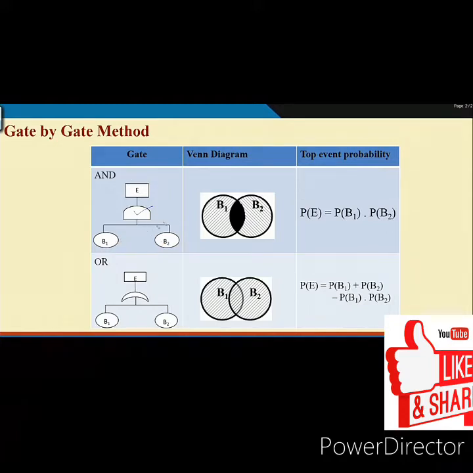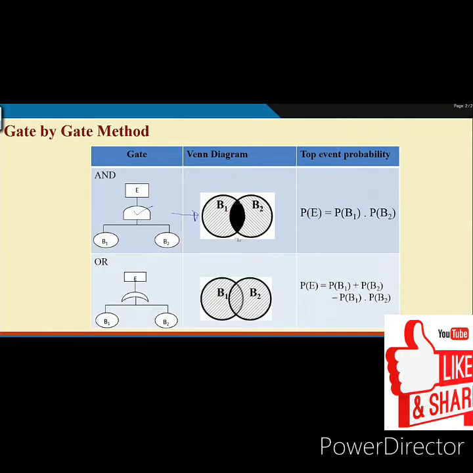So, now this equivalent Venn diagram is this. This first circle talks about probability of B1 and second circle talks about probability of B2. What is an AND gate? An AND gate means both B1 and B2 should occur, then only the top event will occur. So, in this diagram you can see the common portion. This common portion, the black portion, is the probability that both B1 and B2 occur.